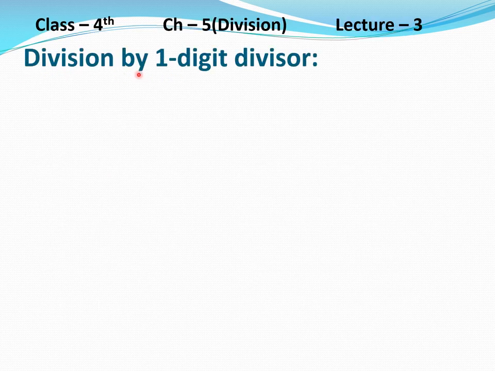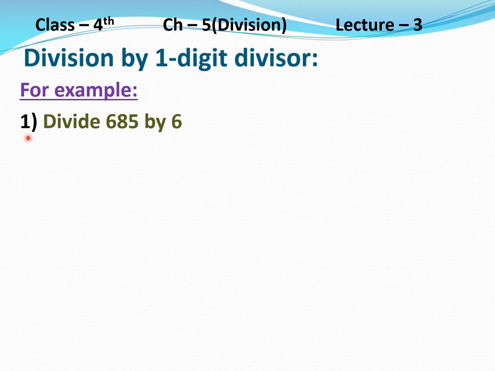Now division by one digit divisor. I will explain you with the help of an example. See, for example number 1, divide 685 by 6. It means we have to divide 685 by 6. Write down answer. Make a sign like this. Write 6 here and write 685 here. See, 685 is dividend and 6 is divisor.